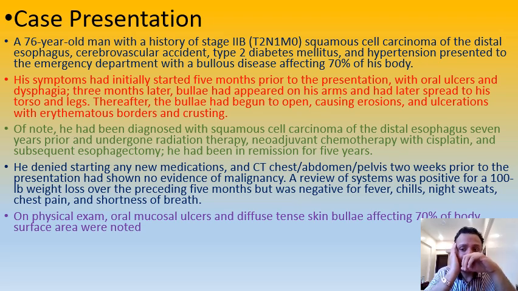Type 2 diabetes mellitus, hypertension, emergency liver disease, with a bullous disease. So we normally use fluid-filled lesion, or the patient is already a known case of blistering disease. You can say the patient was a known case of blistering disease. I'm not telling about this patient as a whole. His symptoms had started 5 months, very important, 5 months prior to the presentation, with only oral ulcer. He initially had only oral ulcer and dysphagia.